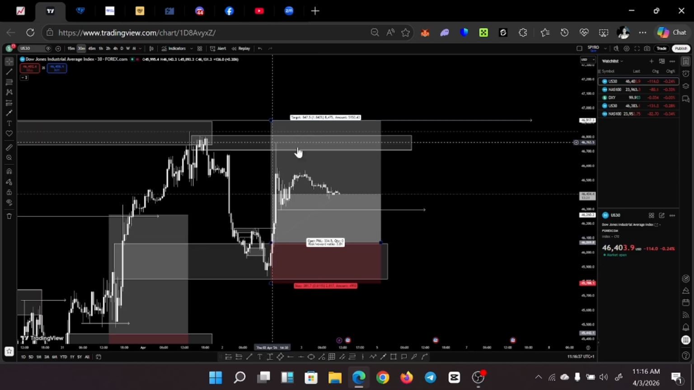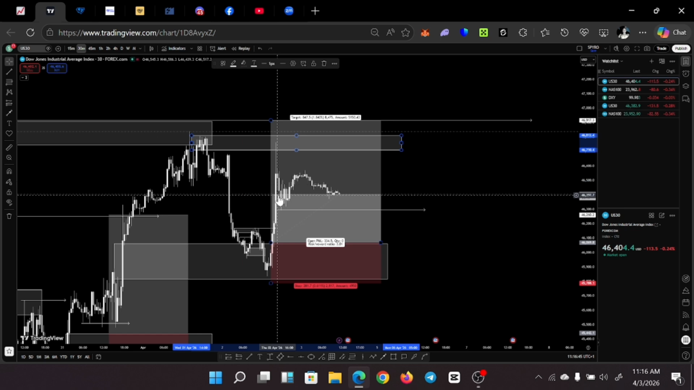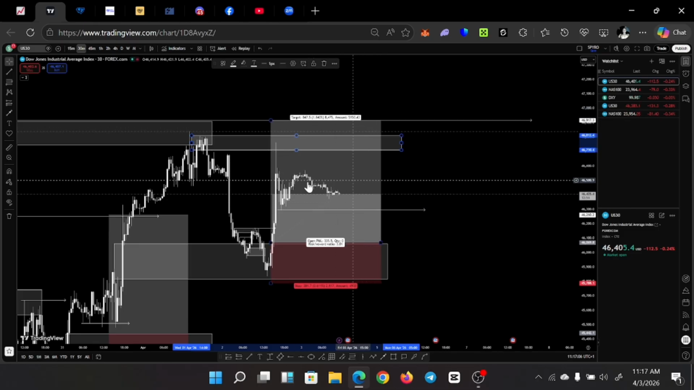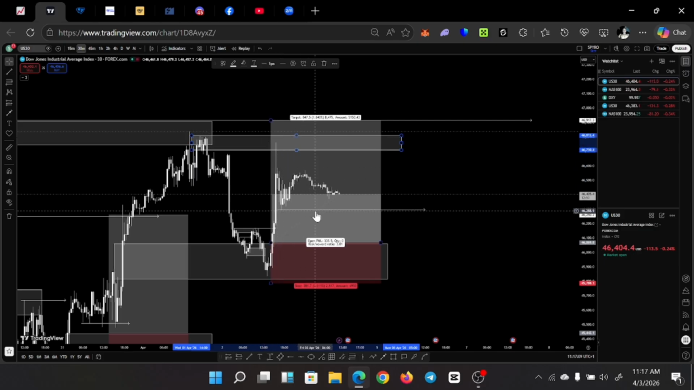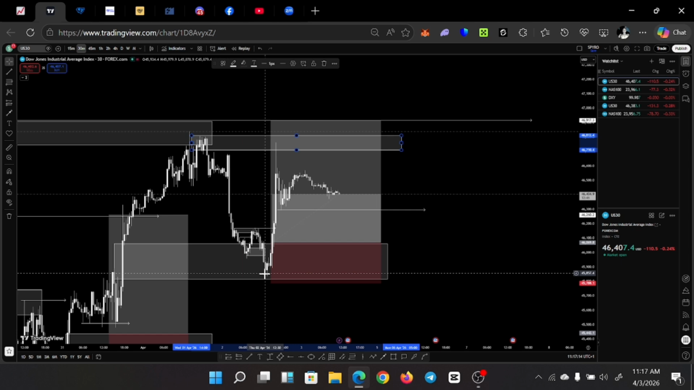If this mitigation, the weak supply mitigation here, is not able to break below this internal range, is not able to break below this low, then I'll be expecting this market to play around here and then push up. But if this mitigation breaks below this low, then I'll be looking for a sell to take out this low.